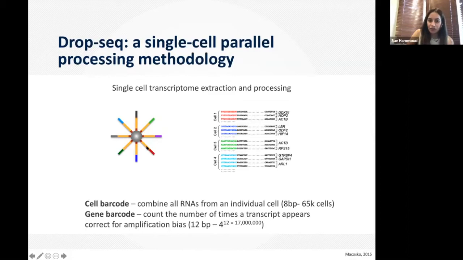The first important feature is the cell barcode, which is shown here in the different color codes, present on each individual bead. And so you could capture all the mRNAs attached to a single bead, which are presumed to be derived from a single cell if your dilution process is working accurately through the flow cell. Then you have these gene barcodes, which allow you to count the number of transcripts for each individual gene. And then you have these oligo-dT primers that allow you to capture polyadenylated transcripts.